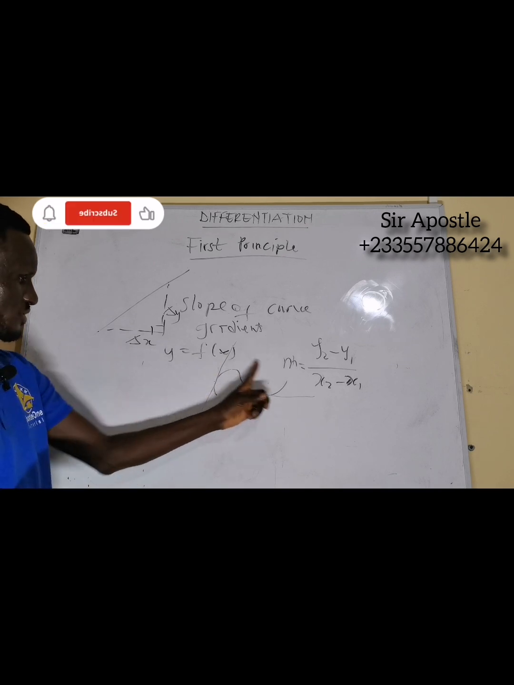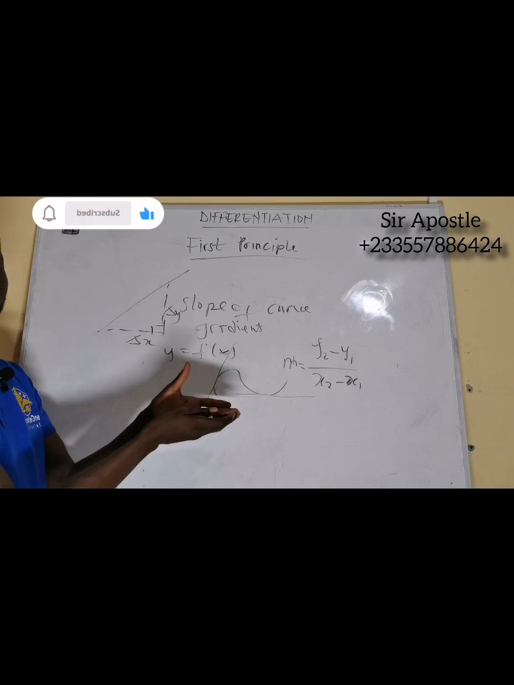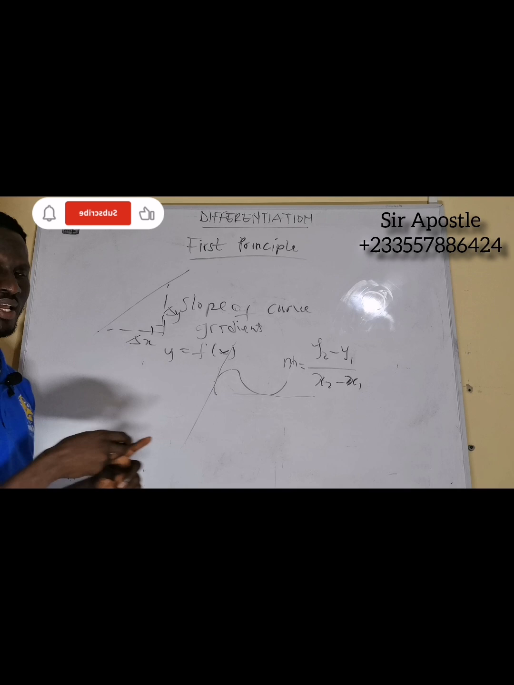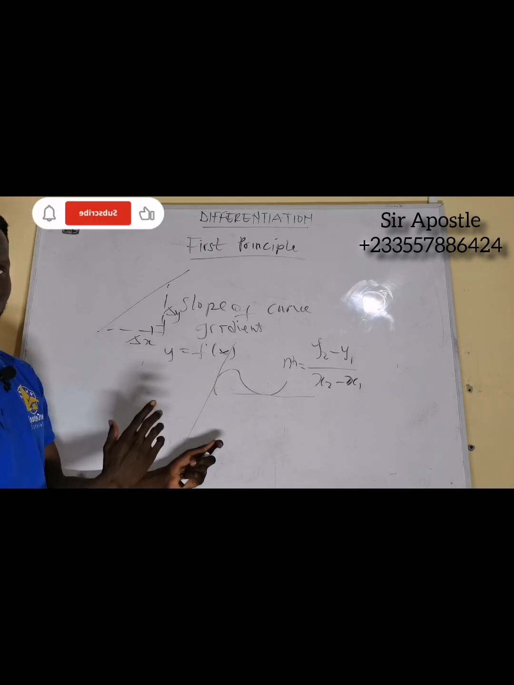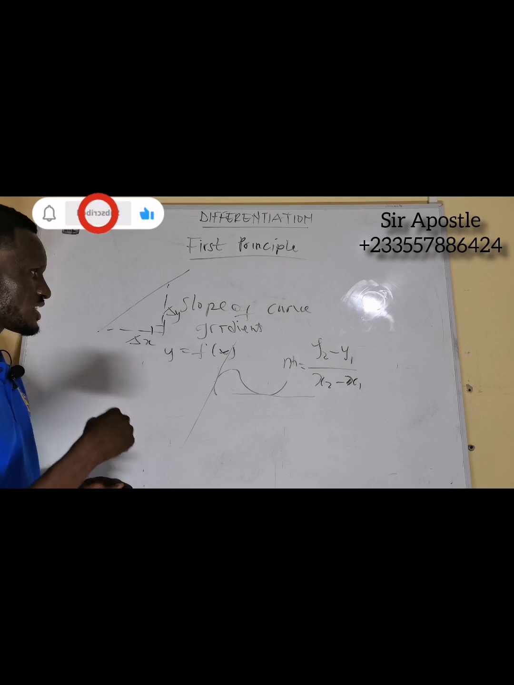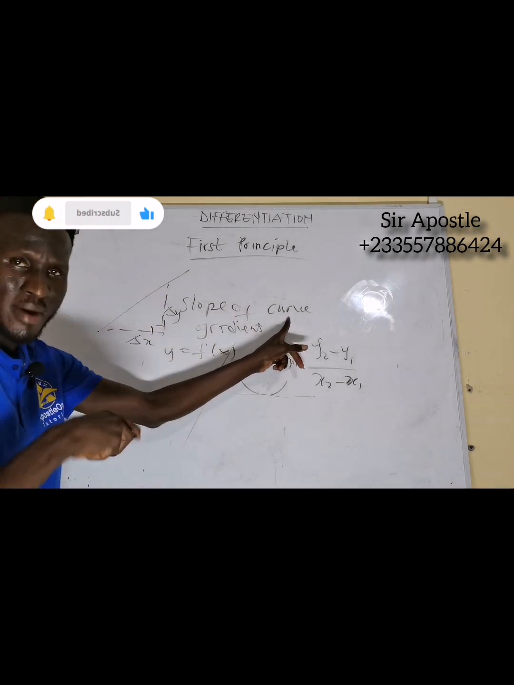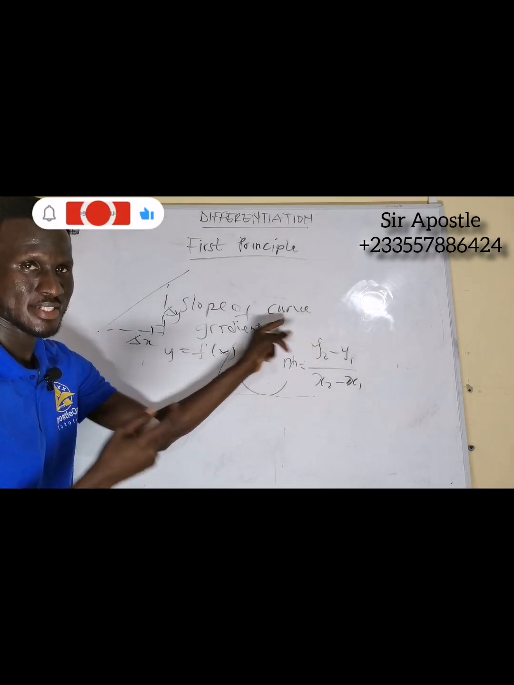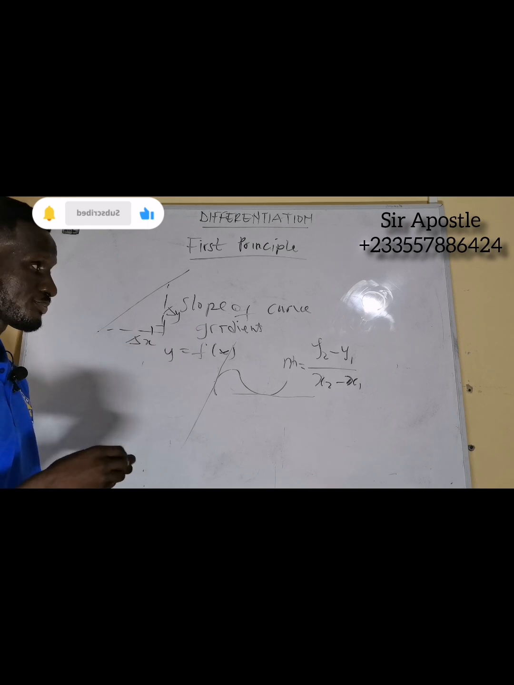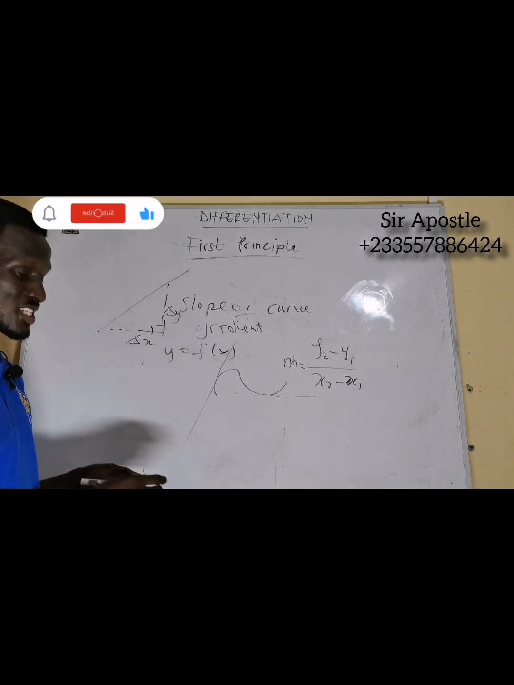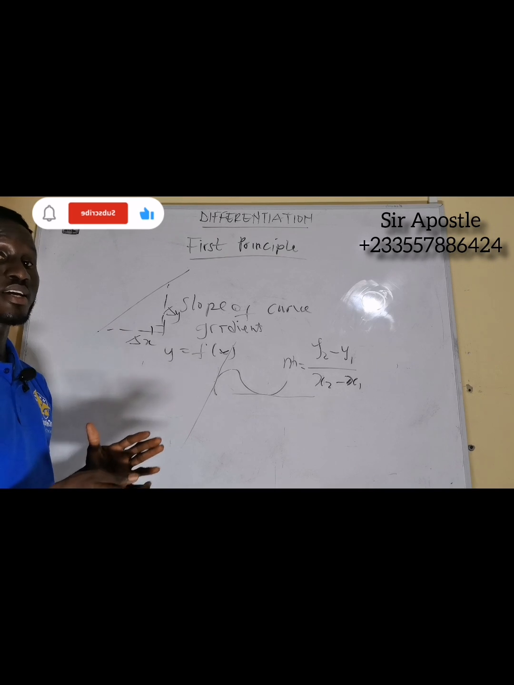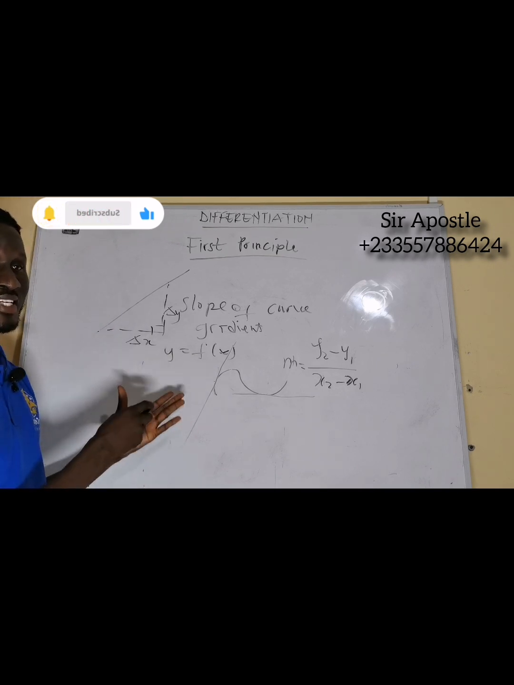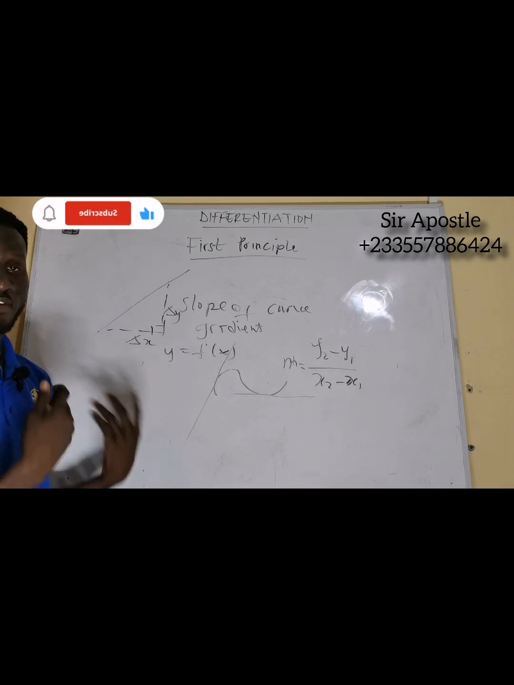So for the gradient of this particular curve, we need a straight line that is tangent to the curve. You see, this one is tangent to the curve; it touches the curve. So it means that the slope of a curve is the same as finding the slope of the tangent. You need to keep it very well. When you have a curve like this and you are asked to find the gradient or the slope of the tangent, it is the same as finding the slope of the curve.